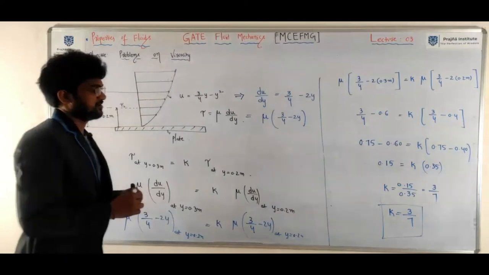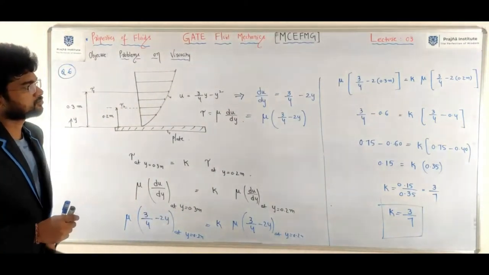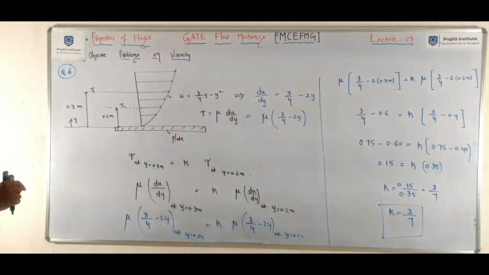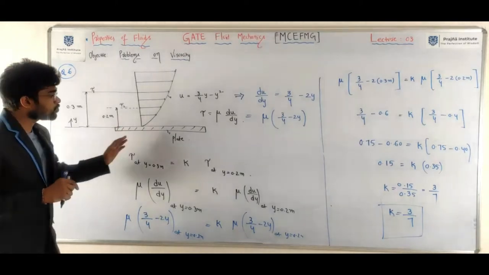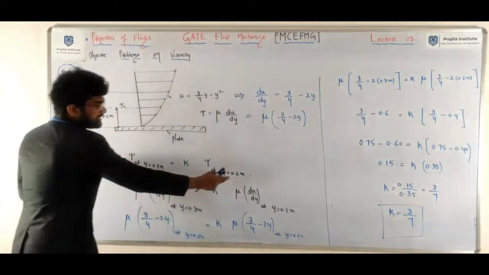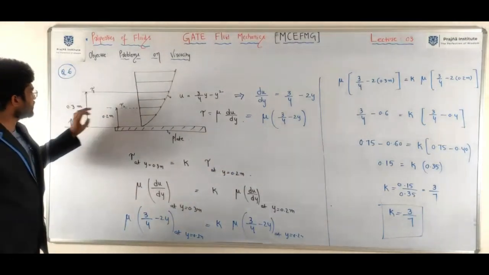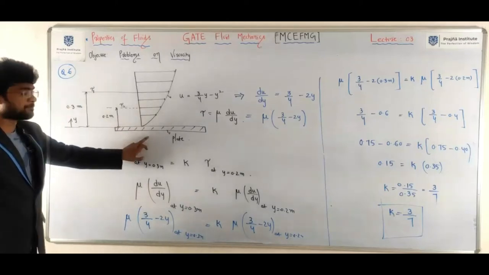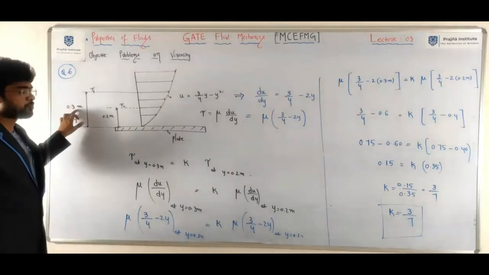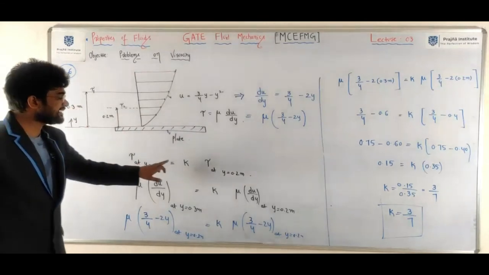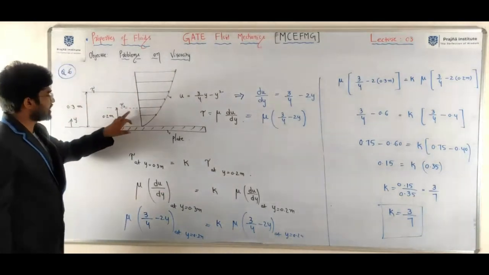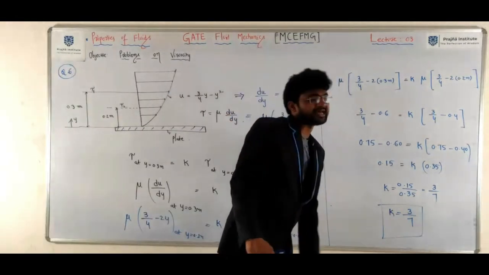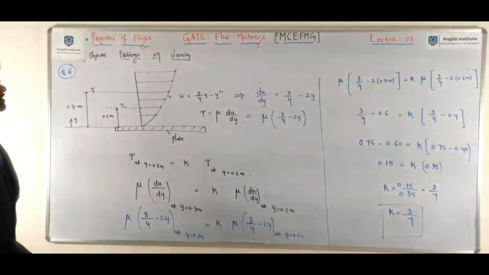Beautiful. Super question. Now, next. They give the velocity profile over the flat plate, then they give one condition: the shear stress at y equal to 0.3 is k times the shear stress at y equal to 0.2. We just substituted, and finally we got k equivalent to 3 by 7. Next, question number 7.